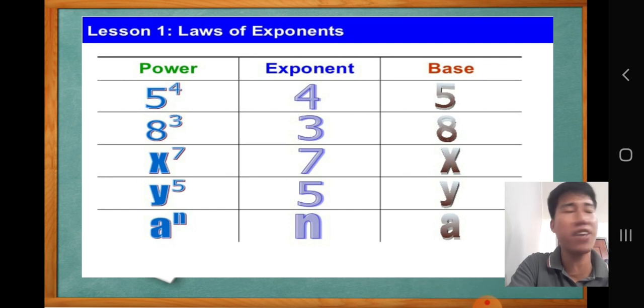For example, 5 raised to 4. 4 is the exponent, 5 is the base. 8 raised to 3. 3 is considered as the exponent, and 8 is the base.